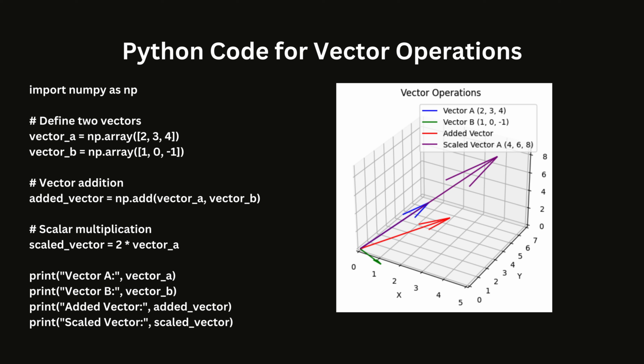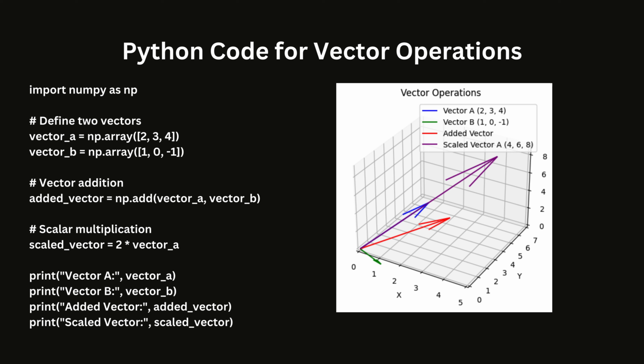Then, we define two vectors, vector_a and vector_b. Here, vector_a is an array with elements 2, 3, and 4, and vector_b is an array with elements 1, 0, and -1. Imagine vector_a as an arrow stretching from the origin in a three-dimensional space, pointing towards the coordinates 2, 3, 4, and vector_b pointing towards 1, 0, -1.